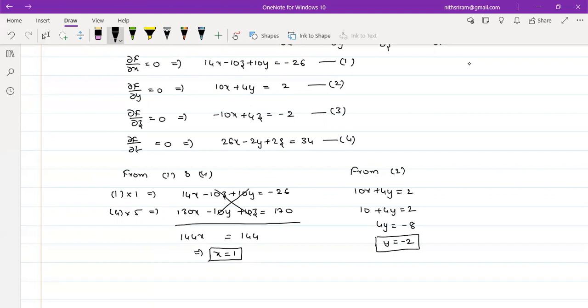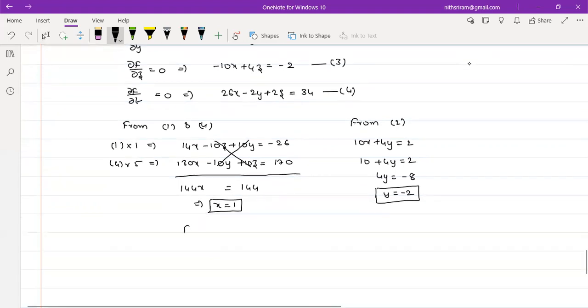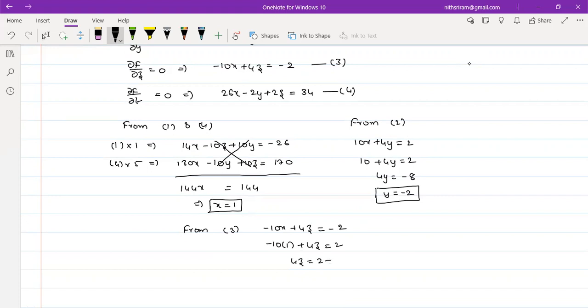Finally, if you want to find the z value, you can substitute into the third equation. From 3, we can find z. From the third equation, minus 10x plus 4z is equal to minus 2. So minus 10 into x, which is 1, plus 4z is equal to minus 2. So 4z is equal to 2 plus 10, which is 12. So we get z is equal to 3, since 12 by 4 is 3. So I have found all the values of x, y, and z.